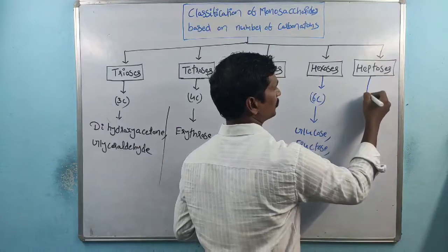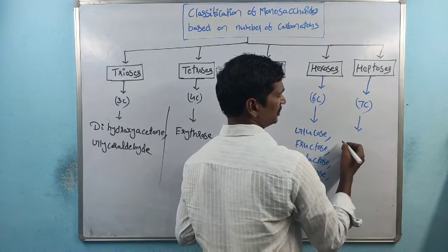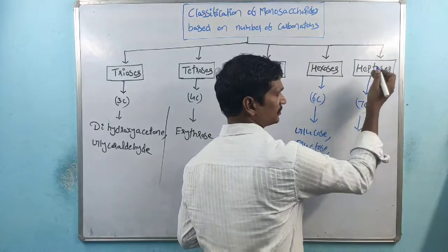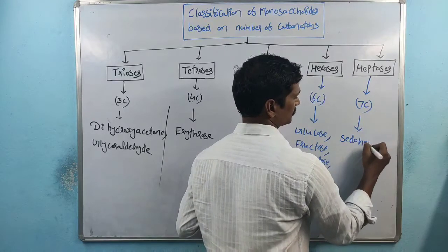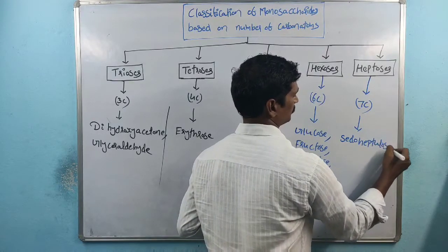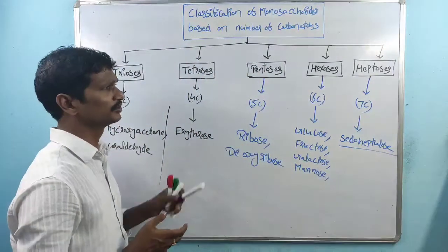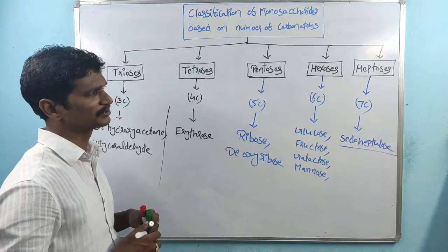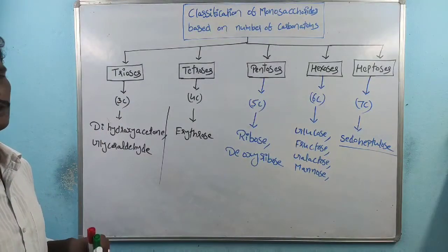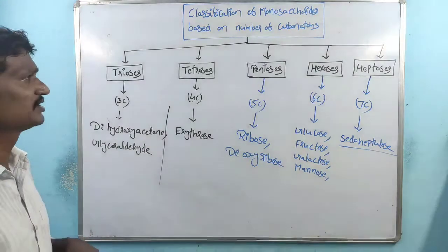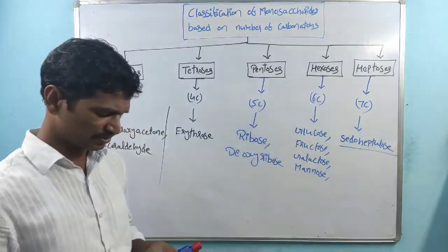And the next one is the heptoses. Here 7 carbon atoms are present. Monosaccharides with 7 carbon atoms are called heptoses. The example is pseudoheptulose. So here 7 carbon atoms are present, right? So that is about the classification of monosaccharides: trioses, tetroses, pentoses, hexoses and heptoses.